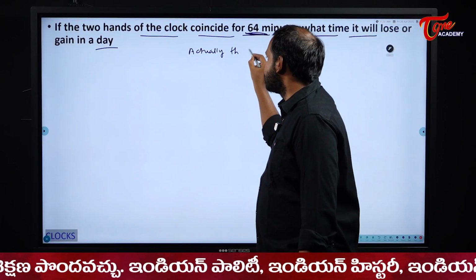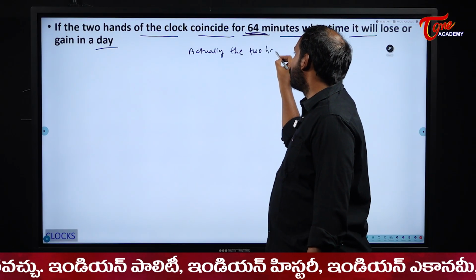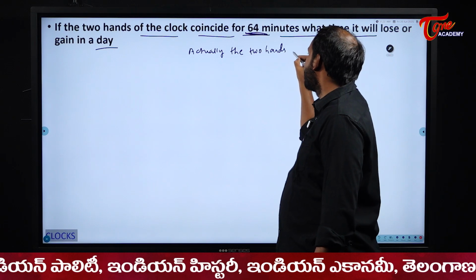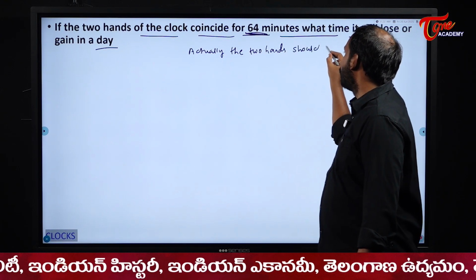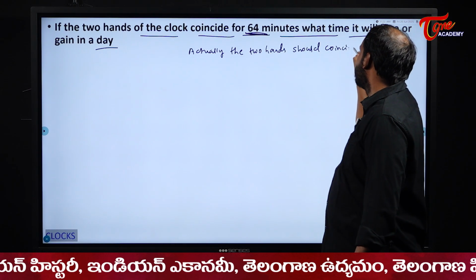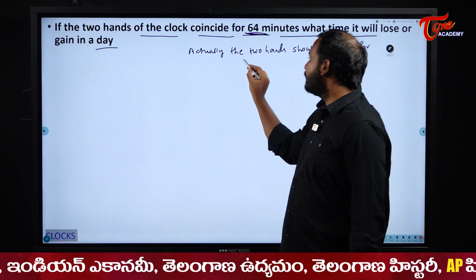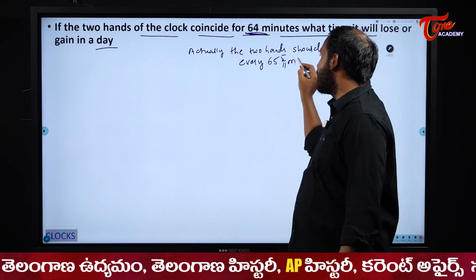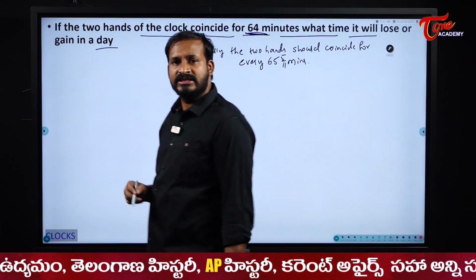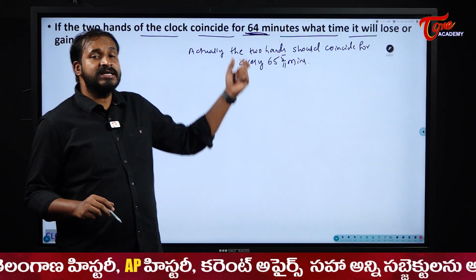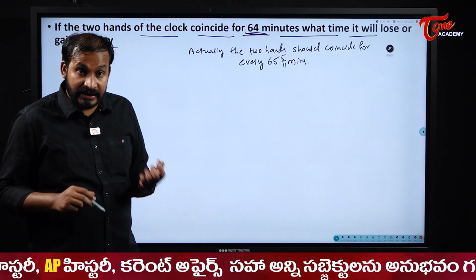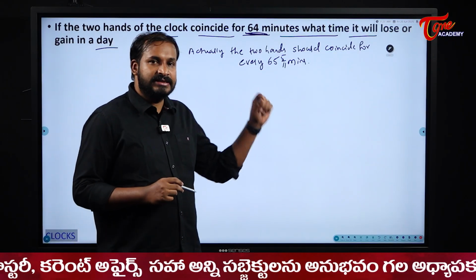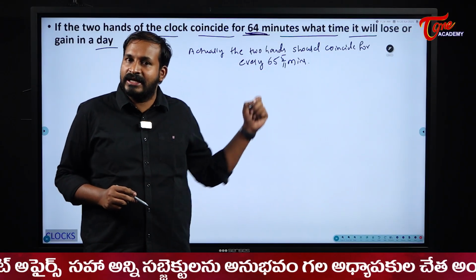The two hands should coincide every 65 5/11 minutes. This is the standard one. But here my two hands are coinciding in what time? In just 64 minutes. That means here we are losing the time or gaining the time?